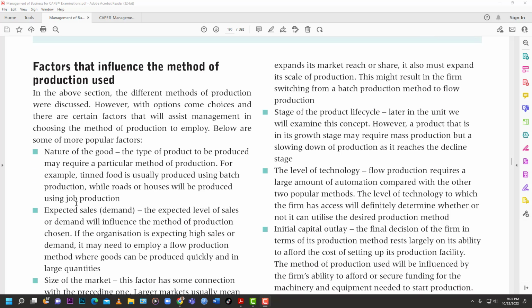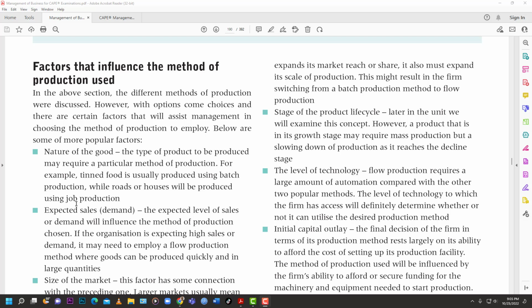If it's based on the stage of the product life cycle. So we can look at product life cycle later on, right? So just know that all products go through a life cycle. Some end faster than others. So you might start off hot, high in demand, and as the product gets older, the demand for the product drops. And so that would tell you what production method to use.